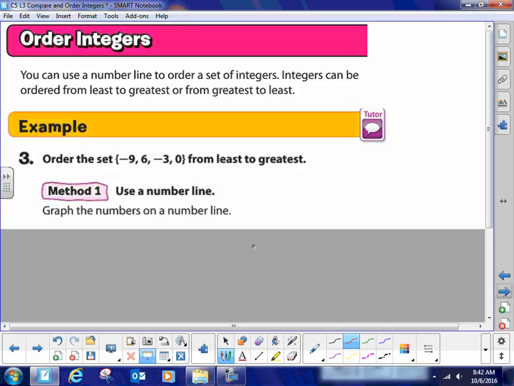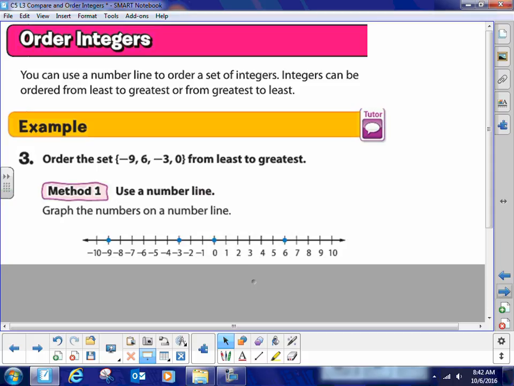All right? They say graph the numbers on a number line. So we'll go ahead and graph numbers on a number line. Okay, and you can see they want least to greatest. Going from least to greatest, it would be those numbers farthest to the left going to the right. So it would be -9, -3, 0, and 6. Remember, it's asking least to greatest. Got to make sure you read the problem.